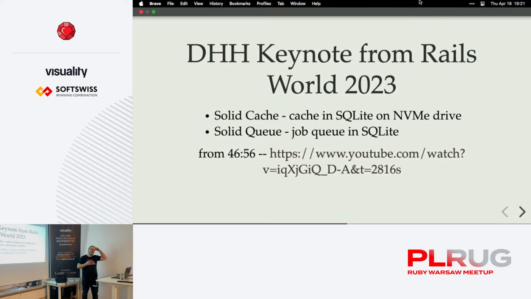It was good enough. They had a difference in cache fetching of 0.8 milliseconds in Redis versus 1.2 milliseconds in Solid Cache, which is SQLite on disk. So they went with it. They've actually removed Redis as their caching layer. They got rid of Redis and Memcached, and they went with Solid Cache for a couple of their apps.